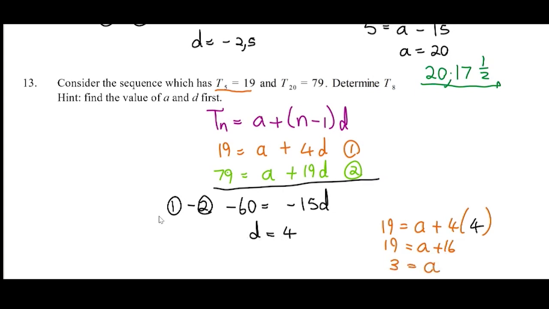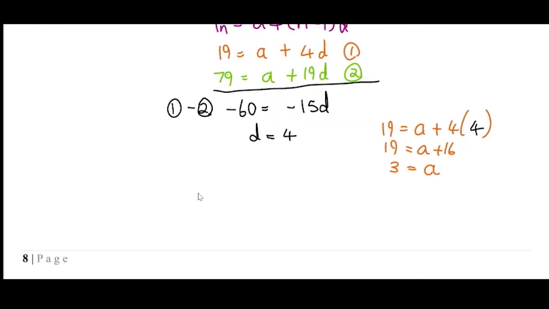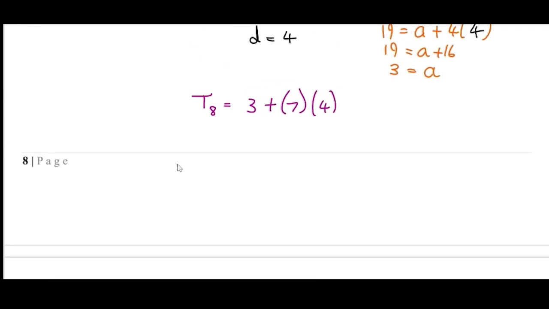Let's remind ourselves what the question asked us to do. It asked us to find the 8th term. Right, now, the formula for the 8th term is just going to be T8 is going to be my A value plus 7 lots of my D value. And I get a final answer here that my 8th term is 31.